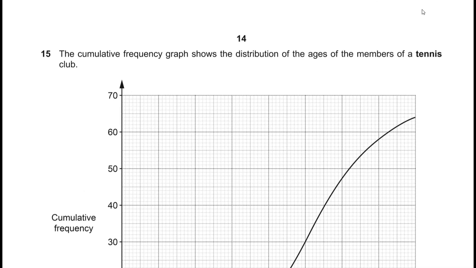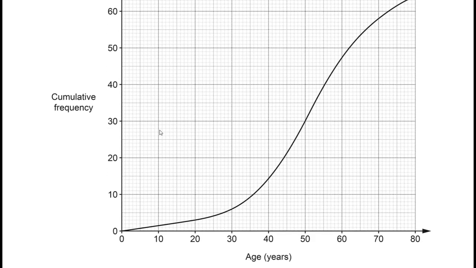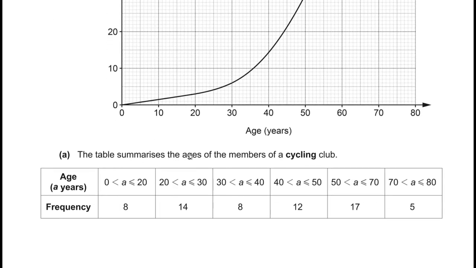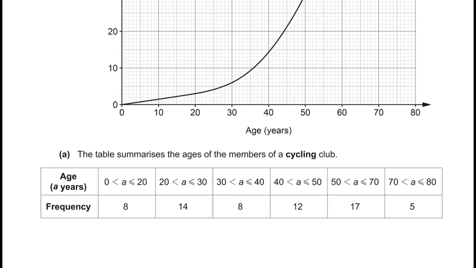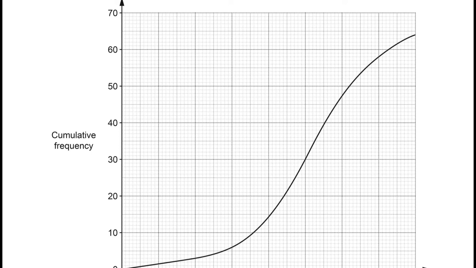Question number 15. The cumulative frequency graph shows the distribution of the ages of the members of a tennis club. For part A, the table summarizes the ages of the members of a cycling club. We've got the age and the frequency. On the graph above, you have to draw the cumulative frequency graph of the ages of the members of the cycling club. We first of all need to work out the cumulative frequency. We start off with 8. 8 plus 14 is 22. 22 plus 8 is 30. 30 plus 12 is 42. 42 plus 17 is 59. 59 plus 5 is 64. So if we plot all these points and draw a cumulative frequency graph, we get the graph shown in red.